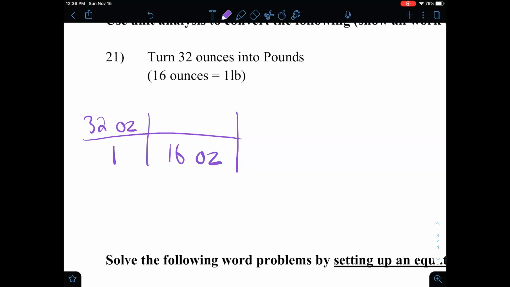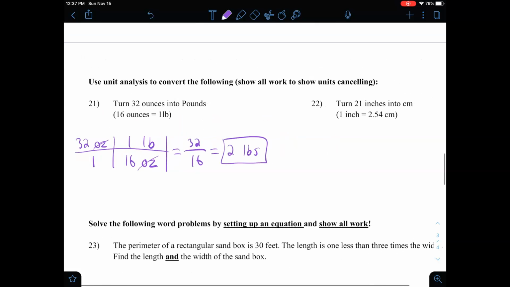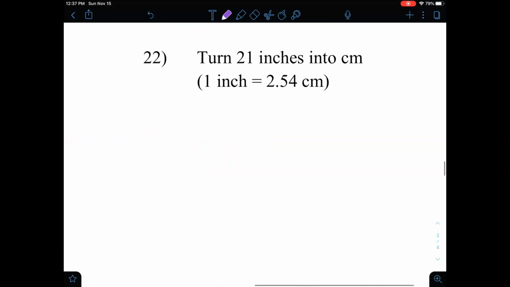So am I gonna put ounces on the top or the bottom if I want them to cancel? Well, I'm trying to go to pounds, so I'm gonna put 16 ounces on the bottom because they will cancel then, and 1 pound on top. Ounces are gonna cancel. Now we're gonna multiply straight across. 32 times 1 is 32. 1 times 16 is 16. 32 divided by 16 is going to be 2, and it's going to be 2 pounds. Okay? So the units you want to cancel, put them diagonally, and then just multiply straight across the top, straight across the bottom, and then you're going to write your final units.